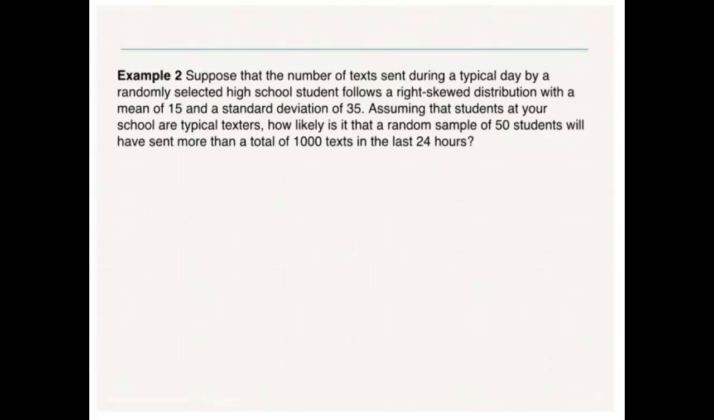Here's not an important example. Well, I guess this would be important to cell phone companies, data distributors. So the number of texts sent during a typical day by a randomly selected high school student follows a right skewed distribution with a mean of 15 and a standard deviation of 35.